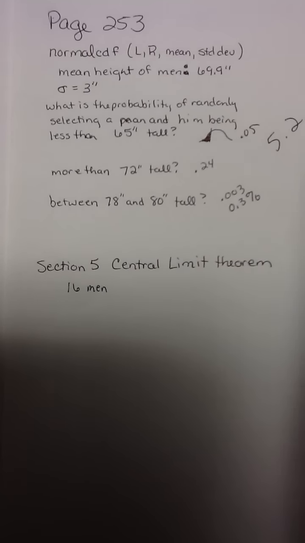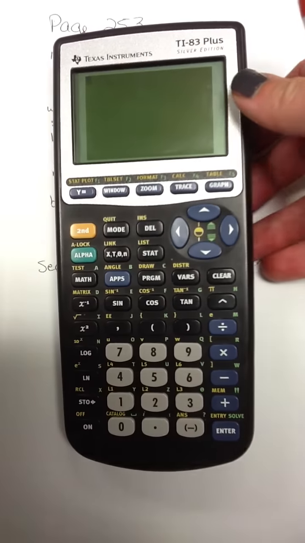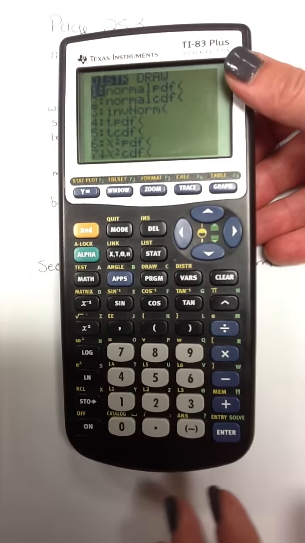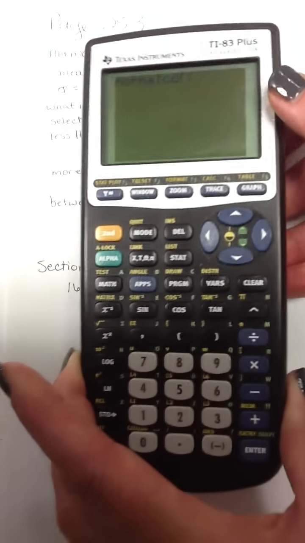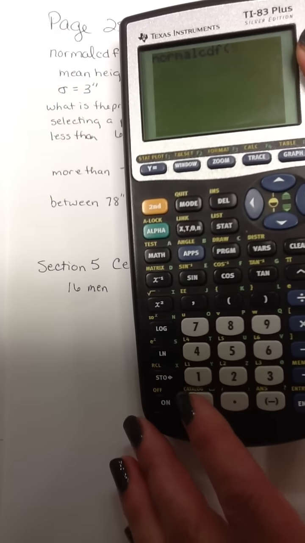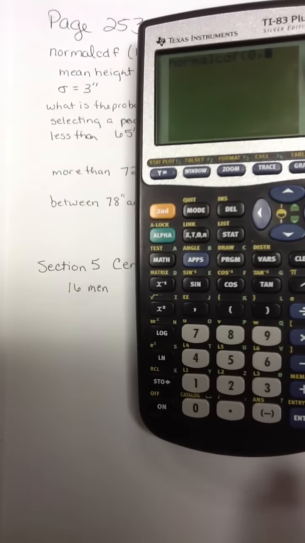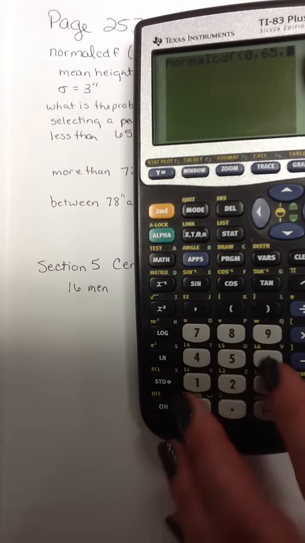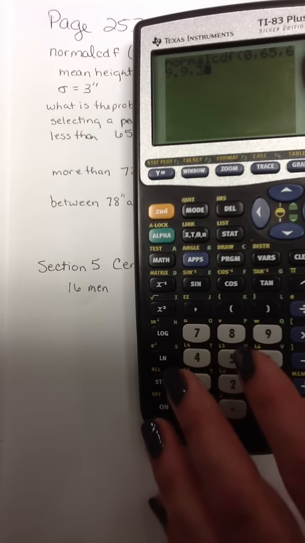So what I'm going to do is put into my calculator the normal CDF function, second distribution, normal CDF. We're going to have a left bound, so less than 65. We're going to put in our left bound of, let's say, 0. That's a really short person. And we're going to put in 65 for our right bound. Our mean is 69.9. And our standard deviation is 3.